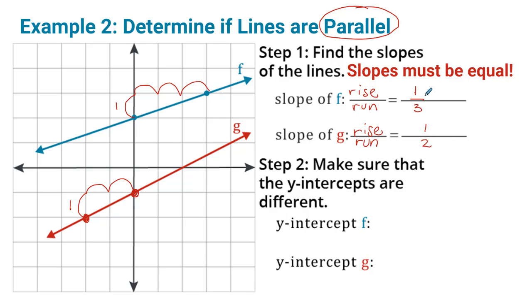At this point, is there any way that these can ever be equal? Maybe I simplify the fraction. Maybe I do something. No, these are never going to be equal. So do I even have to do step 2? You're done. This is completely finished for you.